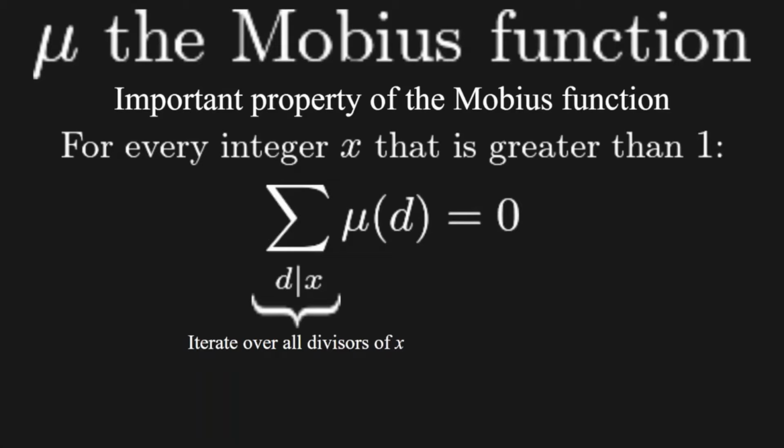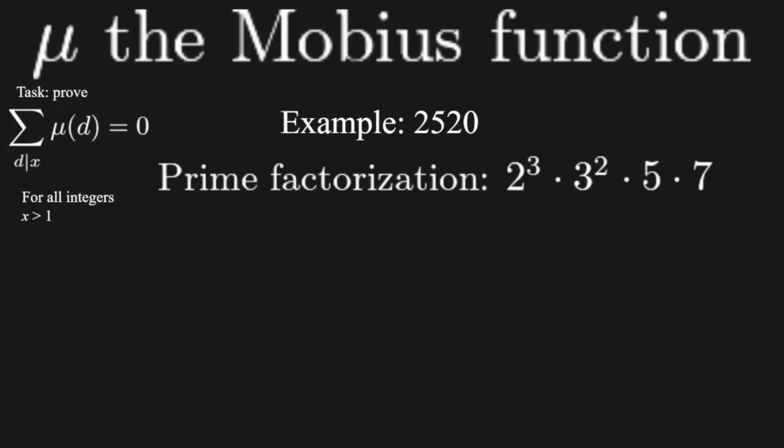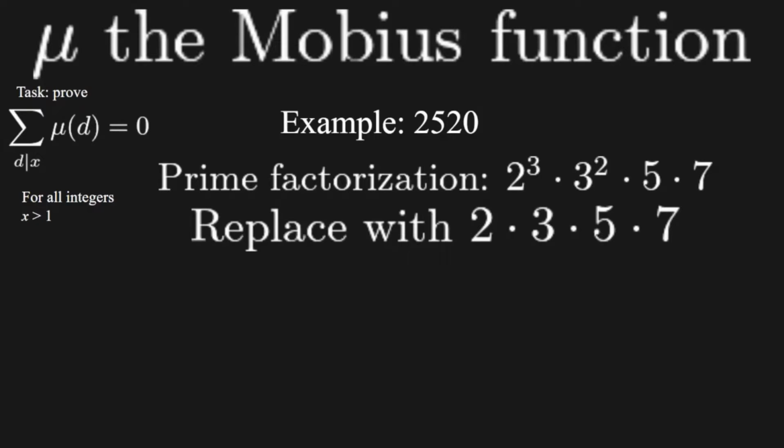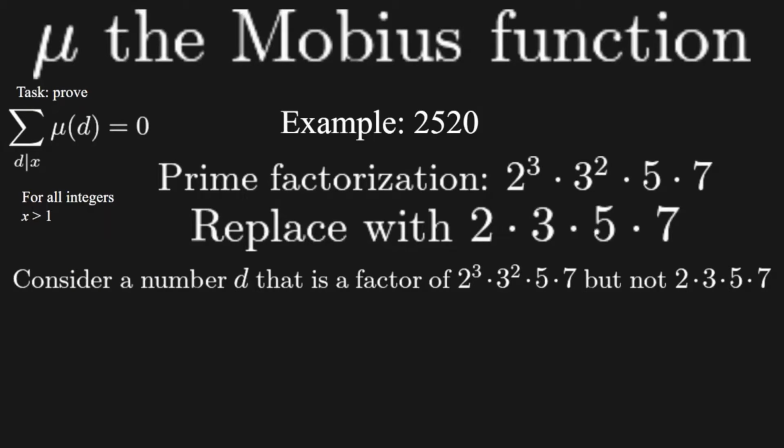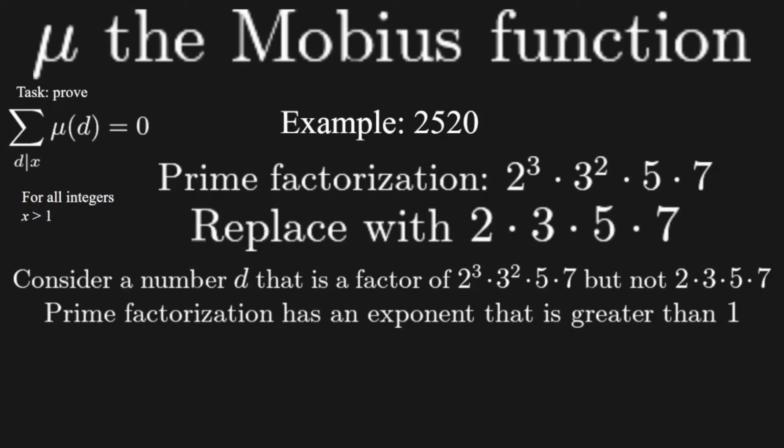Again, this notation means that we add over all the divisors of x. First, we claim that we can take all the exponents greater than 1 and replace them with 1. We can use 2520 as an example. We claim that we can replace it with 2 times 3 times 5 times 7. To prove this, consider a divisor that would be removed. That is, some number d that's a factor of 2520, but not 2 times 3 times 5 times 7. Then it must have an exponent that's greater than 1. So what is mu of d? Well, by definition it's equal to 0, so we can remove it with no problem.